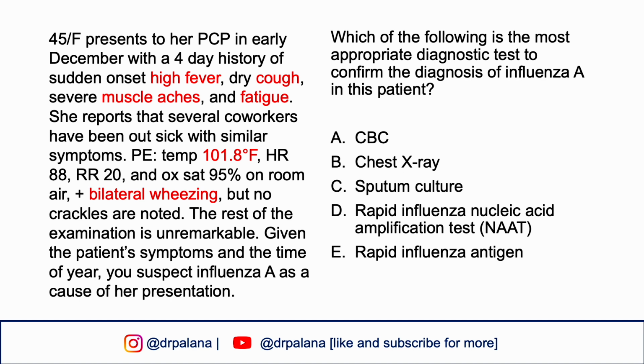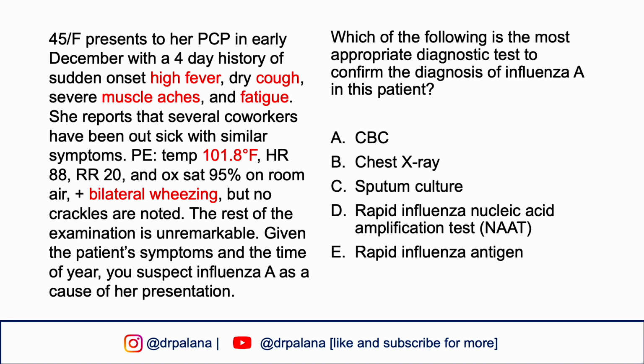Given the patient's symptoms and the time of the year, you suspect influenza as a cause of her presentation. Which of the following is the most appropriate diagnostic test to confirm the diagnosis of influenza A in this patient? Order CBC, chest X-ray, sputum culture, rapid influenza nucleic acid amplification test, or a rapid influenza antigen test. The correct answer is D, rapid influenza nucleic acid amplification test.